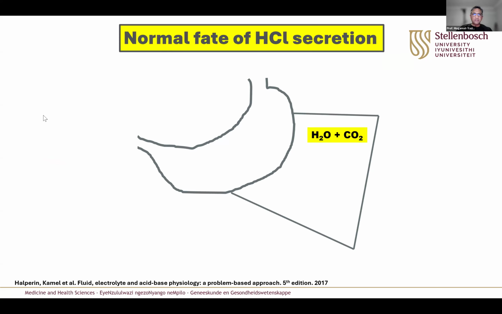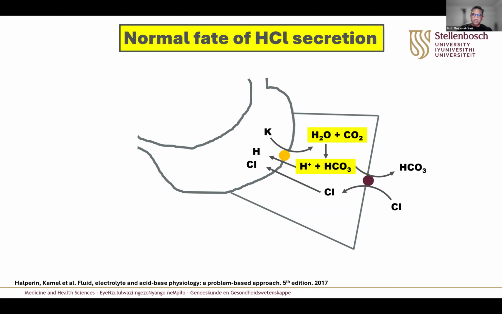So for point one, what is the normal fate of hydrochloric acid? This is a parietal cell with CO2 and water. Under the influence of carbonic anhydrase, it's converted into hydrogen and bicarbonate. The bicarbonate is reabsorbed in exchange for chloride, and the hydrogen, along with the chloride, is secreted into the stomach, and that's normally how we secrete hydrochloric acid in the stomach. And of course, you all will be familiar with the hydrogen potassium exchanger, or the so-called proton pump.